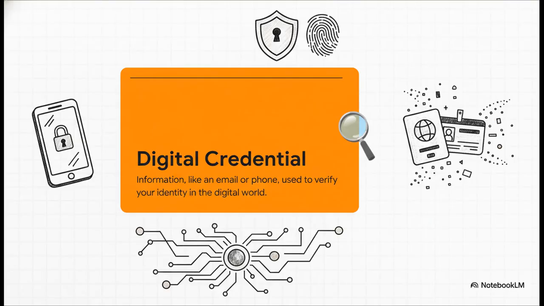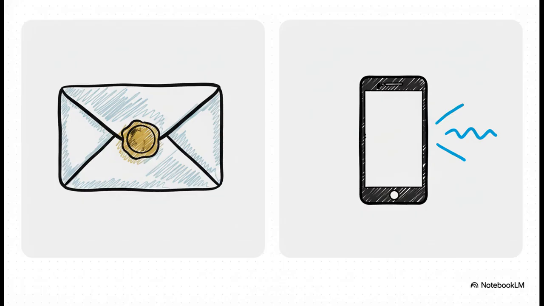What we're really talking about here is something called a digital credential. Just think of it like the modern version of showing your driver's license or your passport. It's a unique piece of info that, in theory, only you should have. And it's the fundamental way we prove we are who we claim to be online. And this slide really breaks down the two main forms that credential takes. You've got the email address. That's the classic, the original digital address. It feels a bit more formal, right? Kind of like a mailing address for your online self. But the phone number, that's a much more modern and personal identifier. It's a direct line to you, tied to a device that's almost always in your pocket.